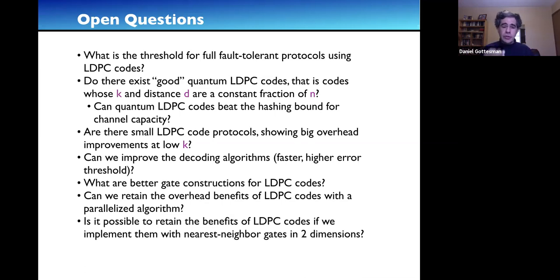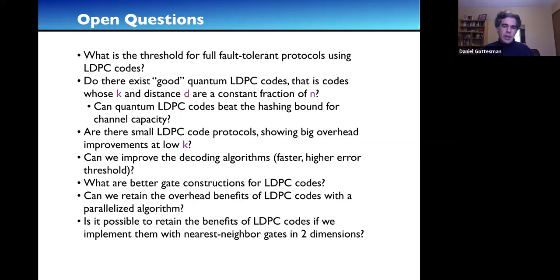And gate constructions. Clearly, this is something that we need a lot more work on. There's just been a little bit. Can we get specialized gate constructions that don't require too much overhead? And then the next two questions, it's less clear whether it's possible or not, but can we get around this problem with parallelization? If we come up with better gate constructions, maybe we can do it in a way that lets us preserve parallelism in the original algorithm.